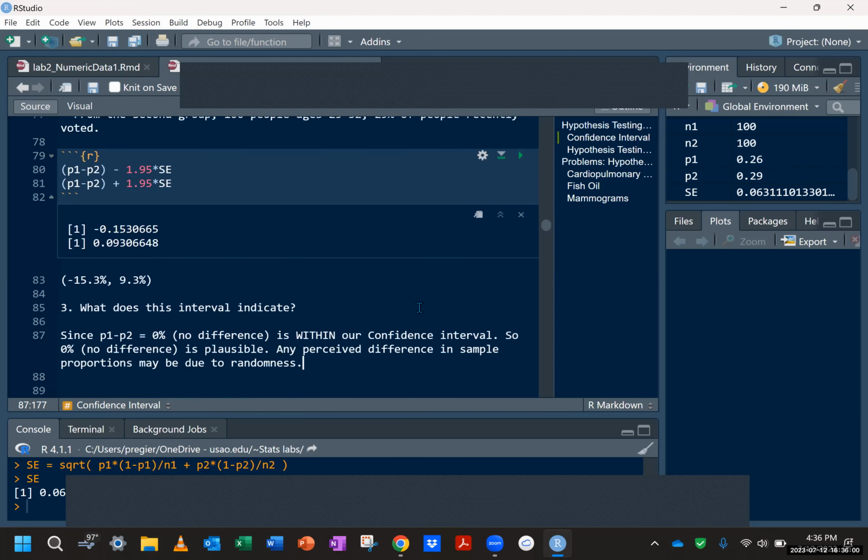So the big test is, here's the big question. Is your null value, in this case, P1 minus P2 equals 0, no difference, within your confidence interval? If the answer is yes, then we cannot reject null, because that value is plausible. If it's not, then we have evidence to reject null. So that's the thought process for evaluating our hypothesis. And remember, the null is no difference, meaning the two samples are the same.